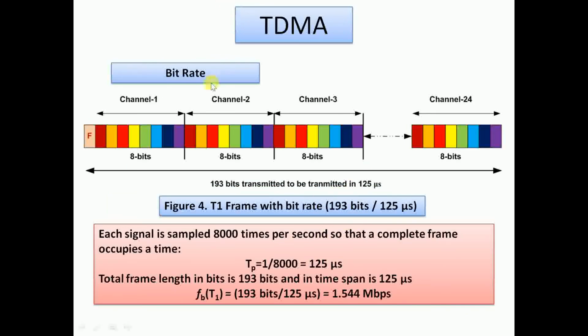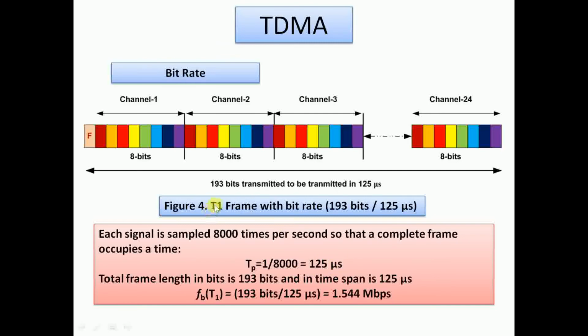Now we'll see how we calculate the bit rate. Here we can see the bit duration in frame is 193 bits. We know that the Nyquist criteria is 8000 samples per second, and in 1 second we have 8000 revolutions. So the time allotted for one revolution is 1 by 8000, that is 125 microseconds.